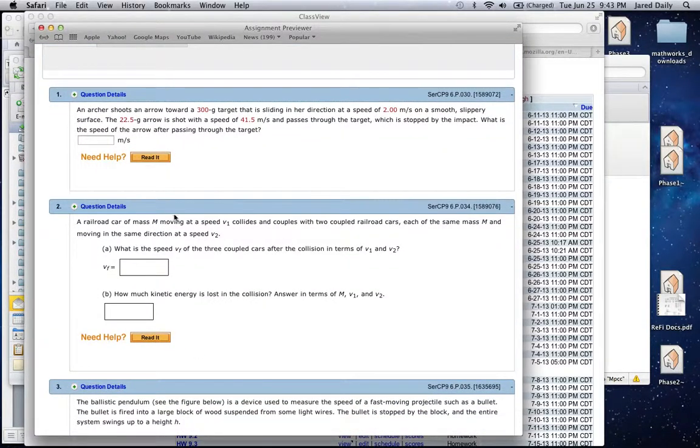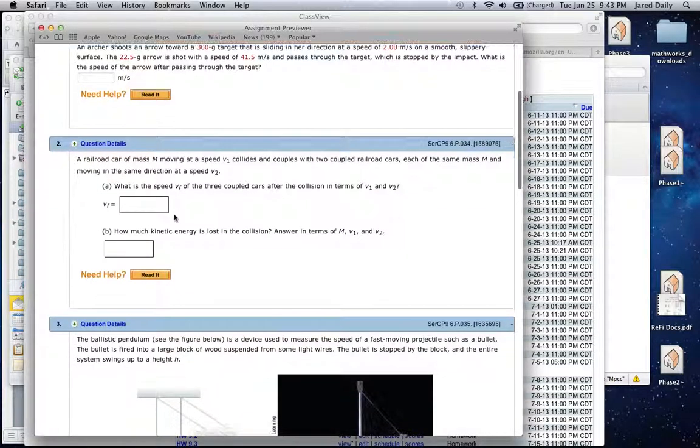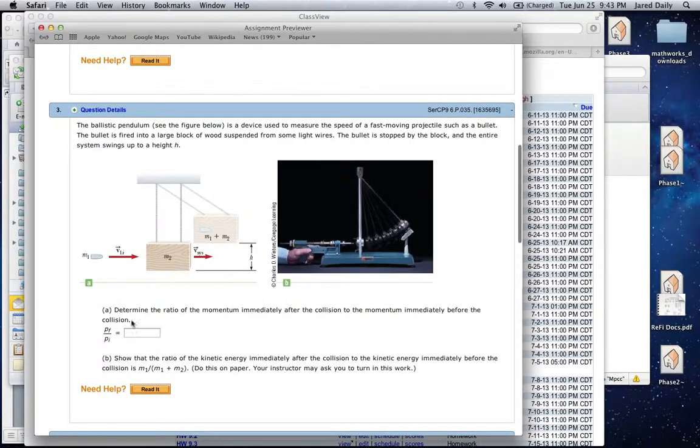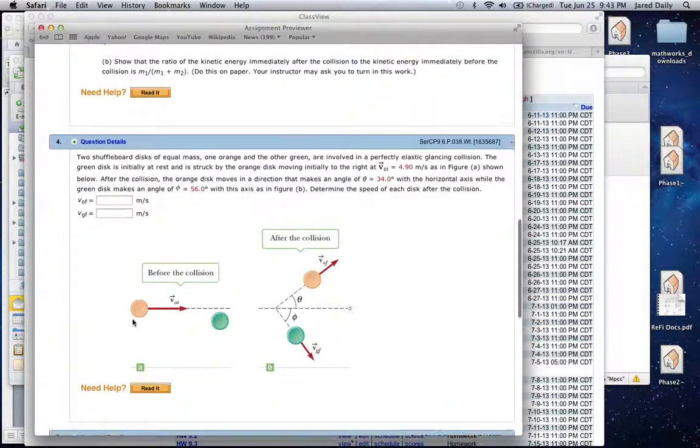Then you have a railroad car moving, and it collides and couples with 2 coupled railroad cars, each of the same mass, moving in the same direction at a speed v2. So another inelastic collision, you can use conservation of momentum only. Problem 3 is the ballistic pendulum. That one shouldn't be hard since we did an example of it.